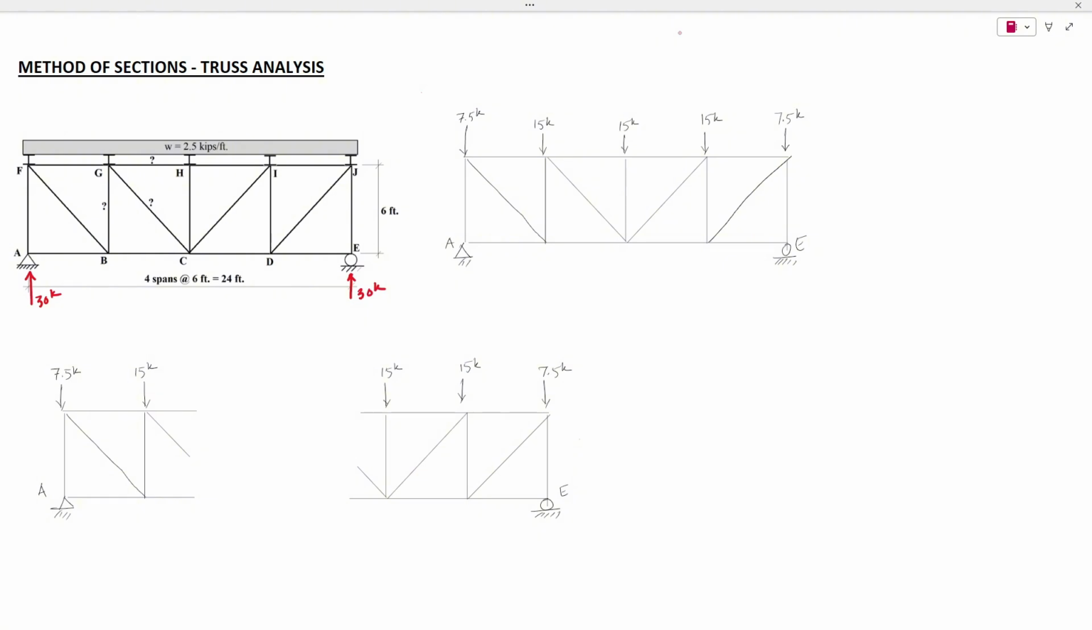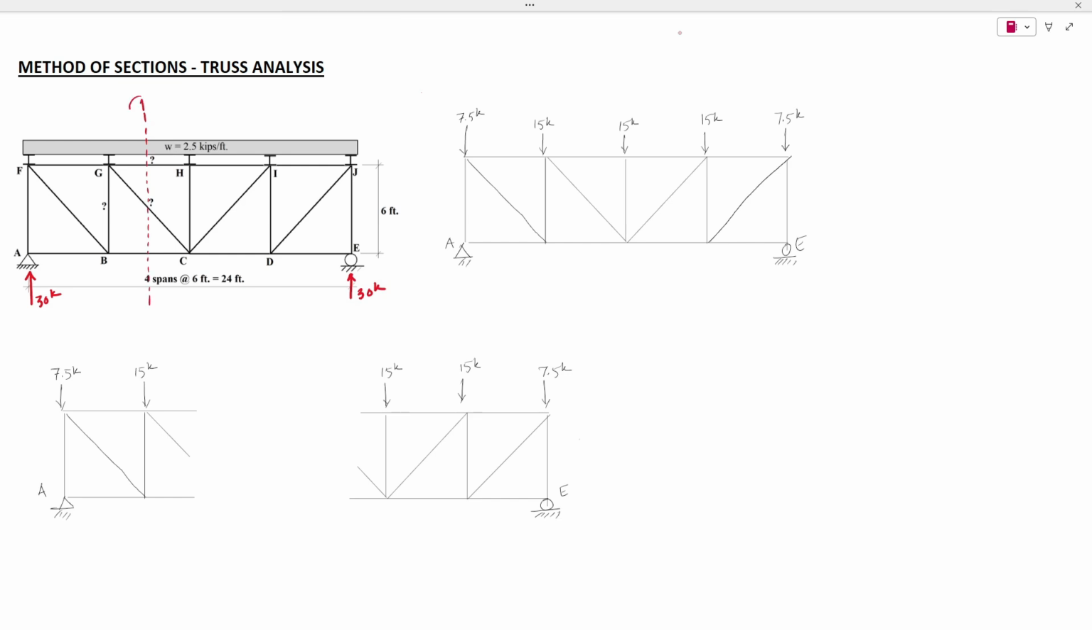So if we cut any section with four members, then we're going to have four unknown forces versus three equations of equilibrium. So we need to be careful that when cutting the sections, we select at most three members. Now for this particular example, if we're interested in finding the forces in GH and GC, then we can include both members in a section and cut it.